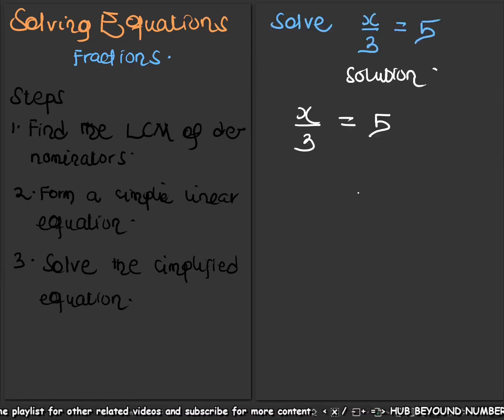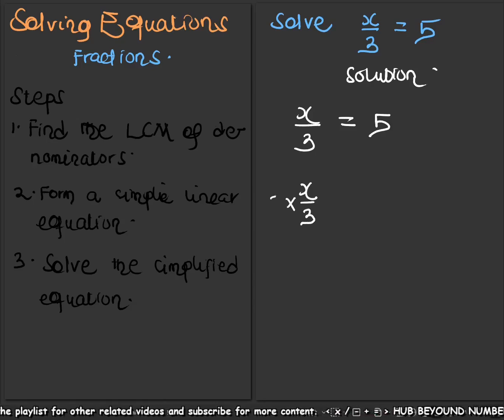Okay, so for this first question here, we have to solve x over 3 is equal to 5. Now, the first step is we have to find the LCM of the denominators. If we take a critical look at what we have here, we have 3 as a denominator, and there is 1 here also as a denominator. So the LCM of 3 and 1 is 3. So what we do is we are going to multiply x over 3 by 3.